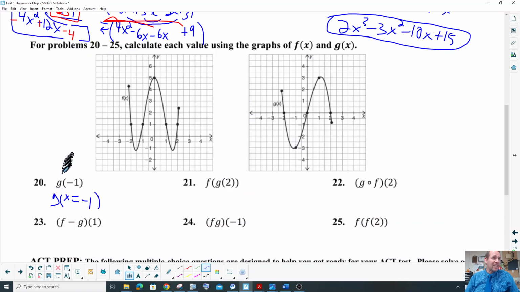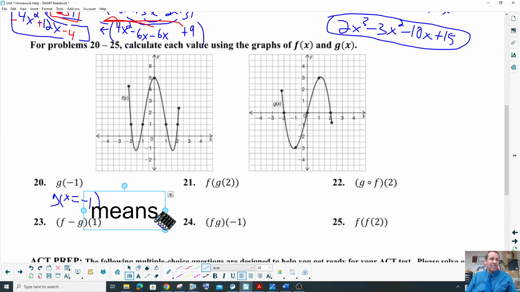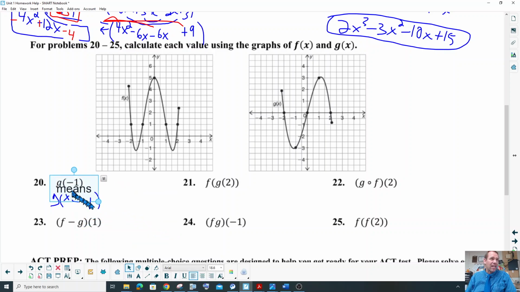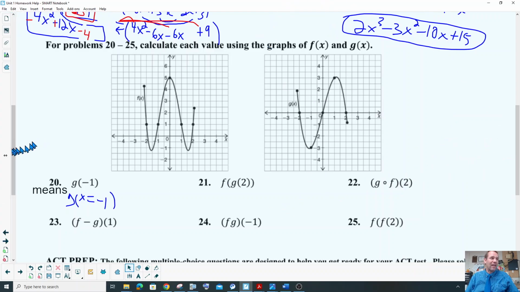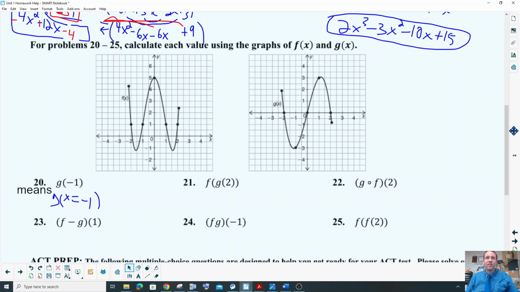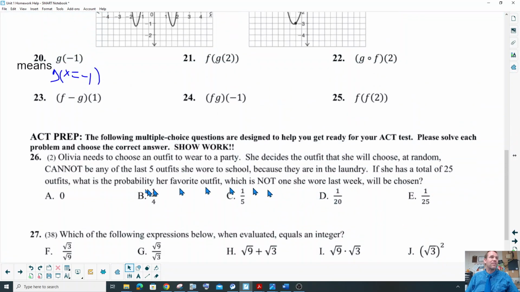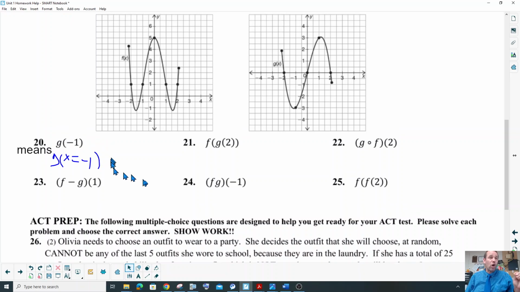So whenever you see that, I'm going to throw the words "what means" on there. Why isn't it working? Okay, so we're going to make that smaller. So g of negative 1 means g of x equals negative 1. Okay, it's just going to be blue because I can't fix it. That's so weird. Oh well. Aha, I got it. So what that means now is we're going to go to graph G.